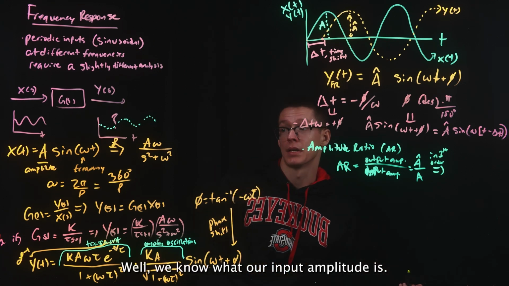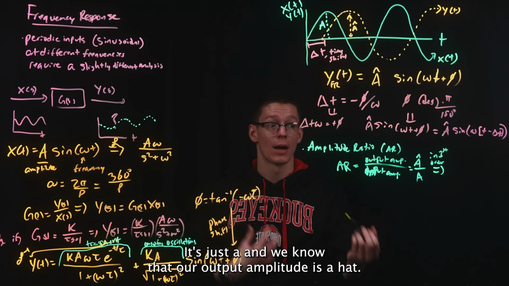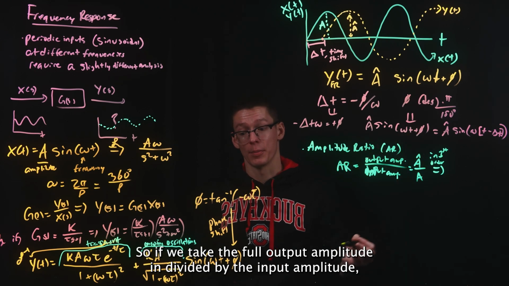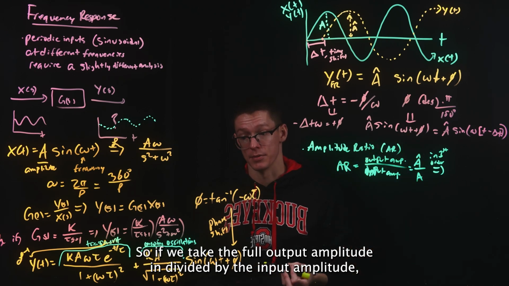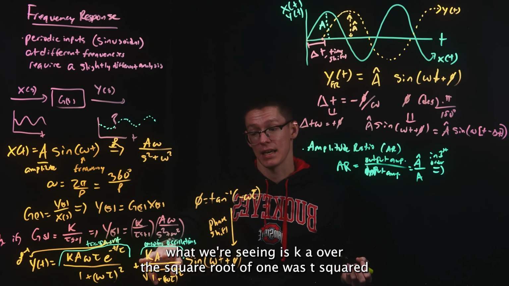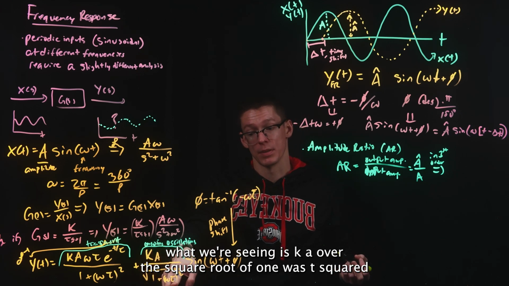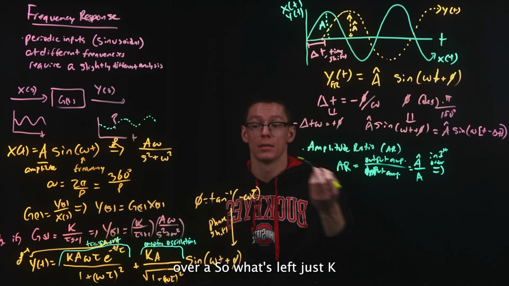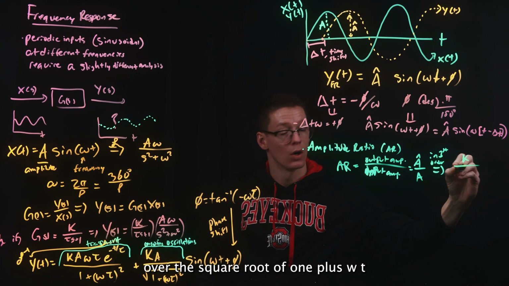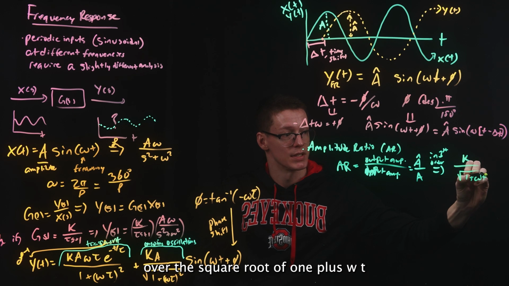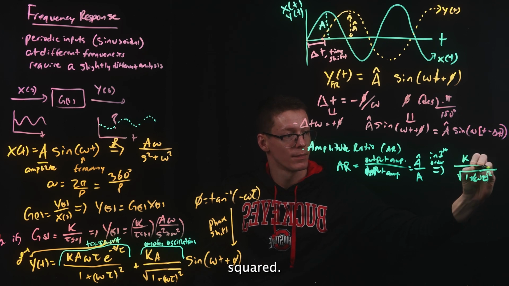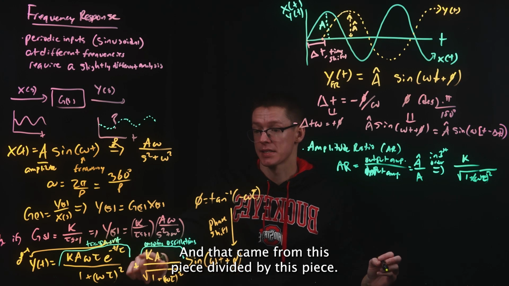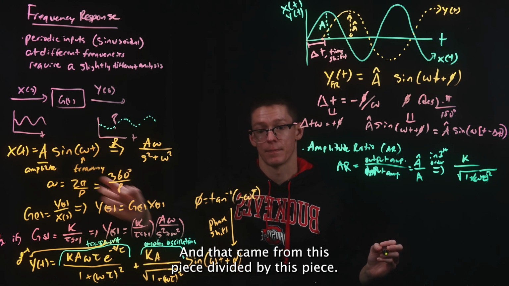Well, we know our input amplitude is just A, and our output amplitude is A hat. So if we take the full output amplitude and divide it by the input amplitude, what we see is Ka over the square root of 1 plus Wt squared, over A. So what's left is just K over the square root of 1 plus Wt squared. And that came from this piece divided by this piece.